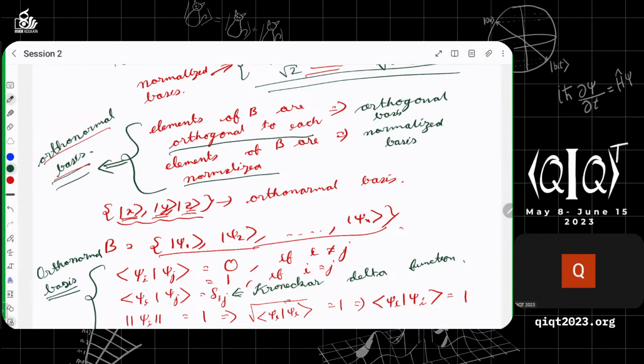And the Kronecker delta function is exactly what we have written here. It's 0 if i is not equal to j, and 1 if i equals j. So it is a useful notation, and in calculations it becomes very useful. So it's a good notation to know. Okay, so maybe I'll stop here if there are any problems or doubts.